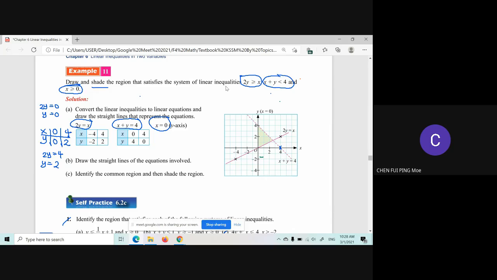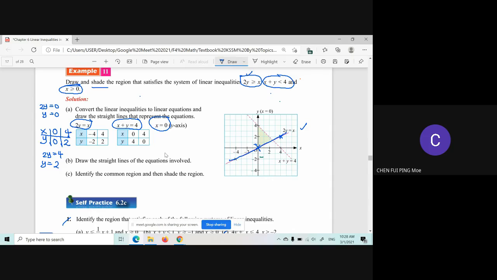So now I will start to draw the graph. Plot the points first. First point you have is 0, 0. Second point, 4, 2. Then you draw a solid line. So why solid line? Because there is an equal sign here. So the first graph is already drawn. Okay, now we need to draw the second line.